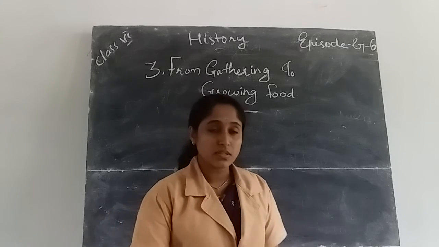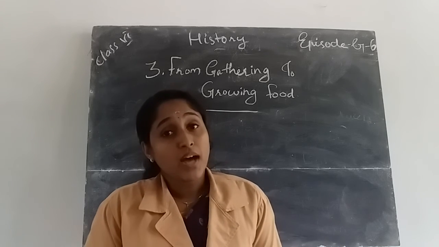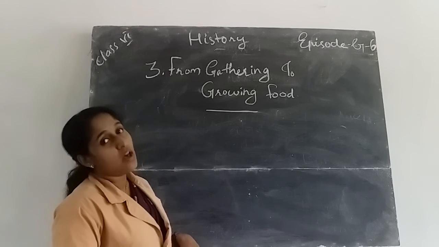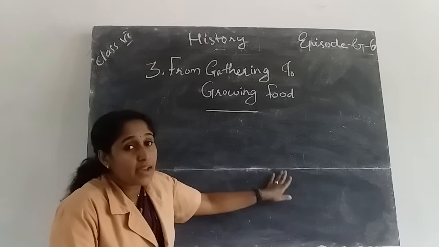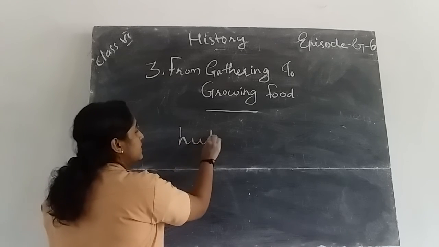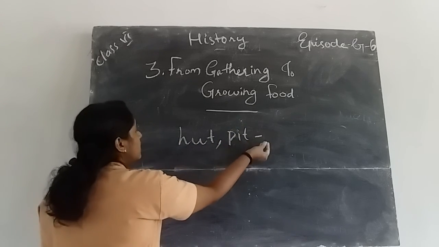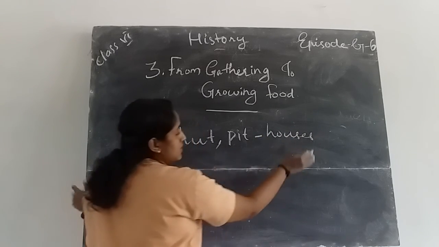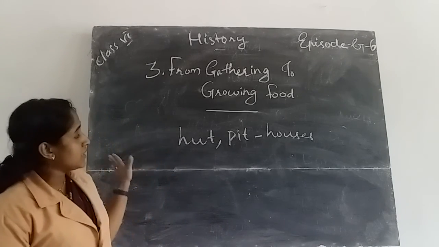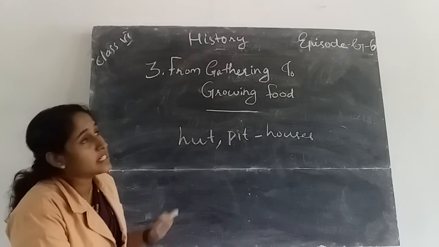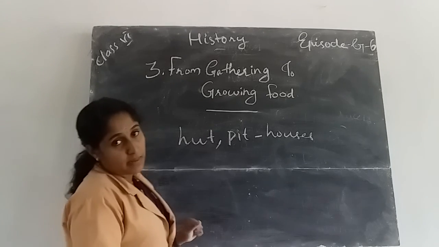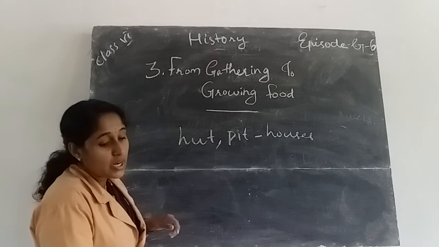They built houses for their proper settlement. Mostly the houses were huts and pit houses. Pit houses are houses under the ground. So because of starting their settled life, early humans built houses and protected their plants and animals for their food and their protection.